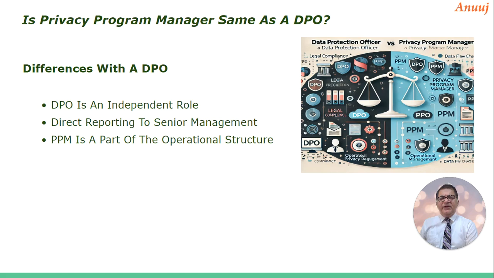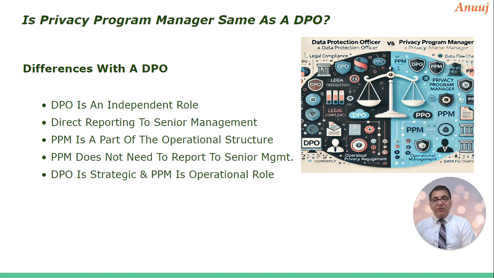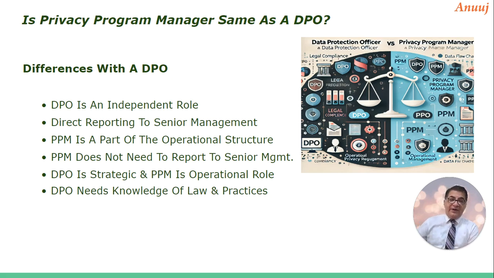Privacy program management is more of a managerial operational role, and he might be reporting to any other manager, maybe again depending on the size of the organization, to the senior most management, but officially or logically he can report to other managers also. DPO is a strategic role and privacy program manager is an operational role. DPO needs to have knowledge of law practices, legal knowledge, right? Experience in handling legal things, while of course having some knowledge of IT and security and all those things.